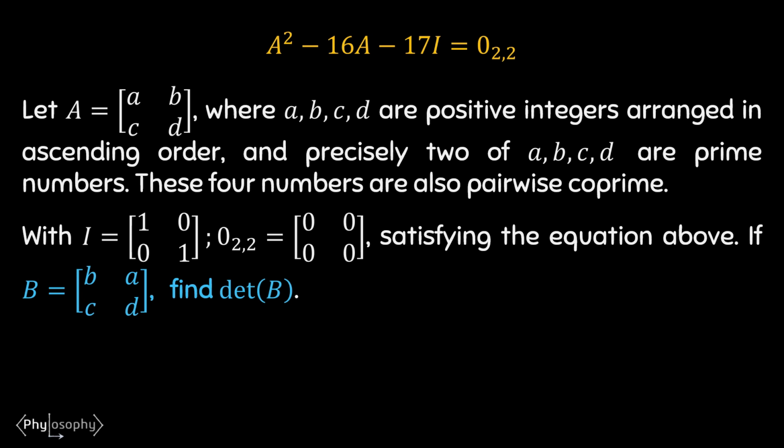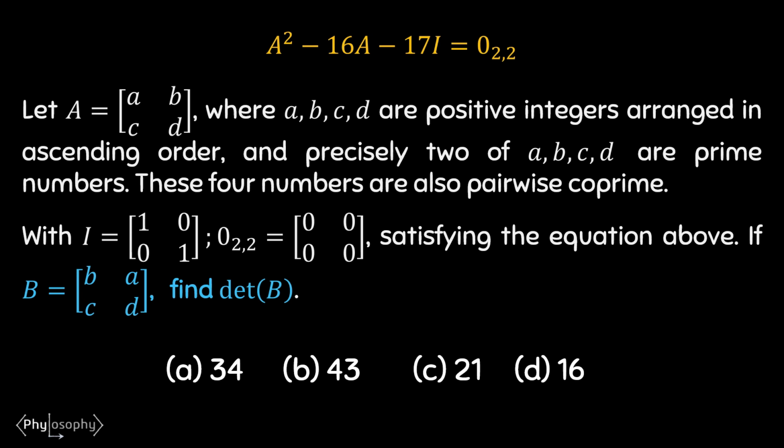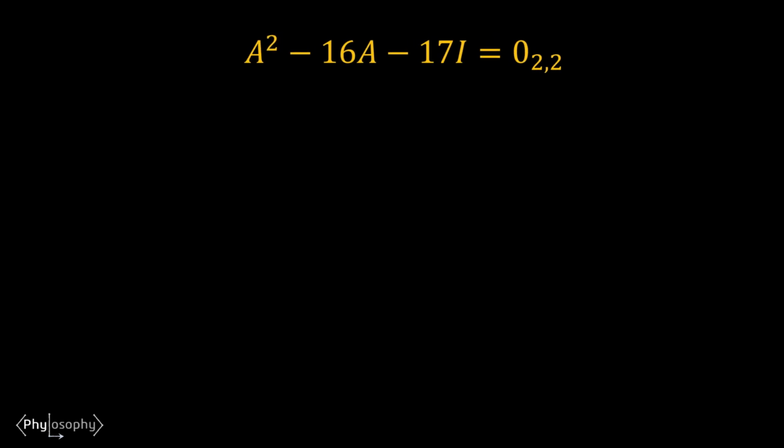Now if B is equal to another 2 cross 2 matrix whose elements are b, a, c, d, then find the determinant of B. And these are the 4 given options. So if you want, you can pause this video and give it a try and then come back and see the solution. So let's start with this equation.